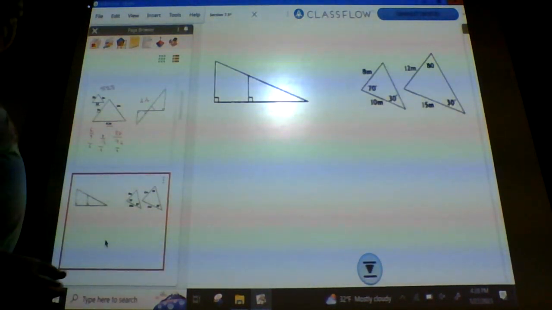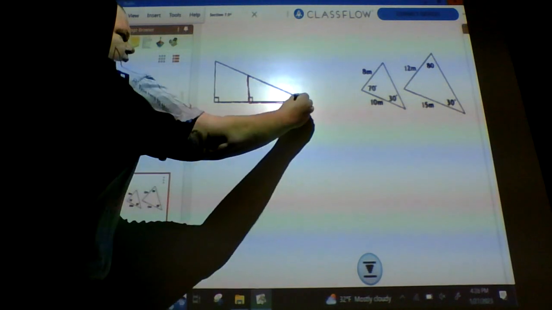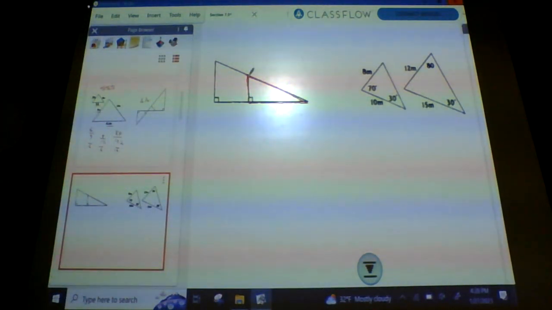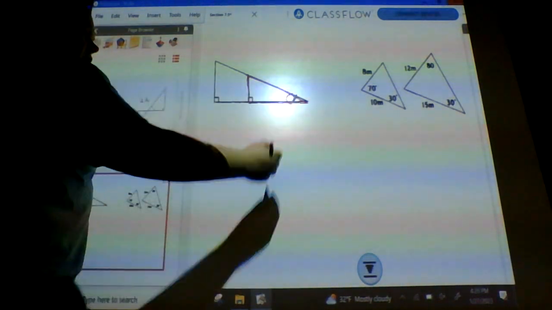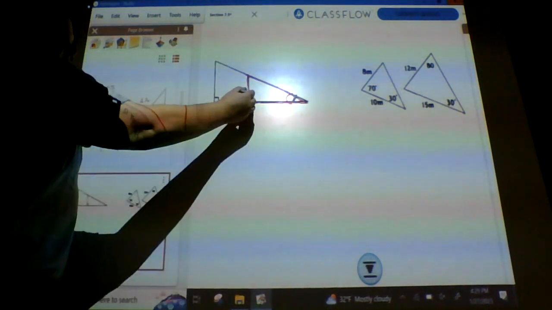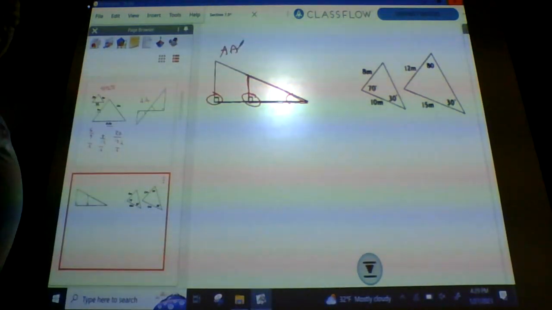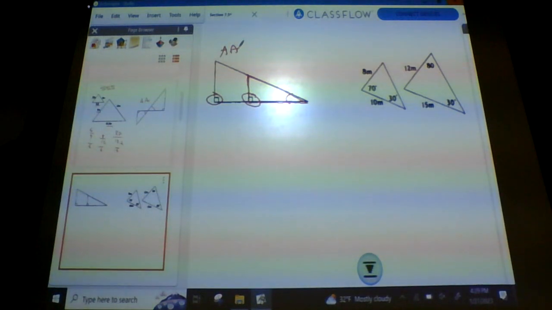Our next example deals with a small triangle that's stacked on top of a big triangle. Okay, so the small triangle's there in red. You've got a shared angle here that's going to match, plus you've got your two right angles here, so those two triangles are similar by angle-angle similarity.